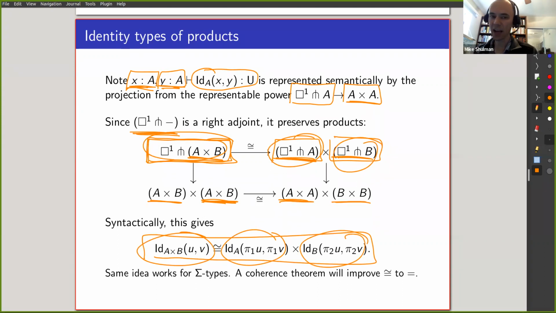In our syntax, we actually had a definitional equality here. Right now, what we just have is an isomorphism in the syntax, but hopefully we can have a coherence theorem which will improve that. I'll say something about that next time.